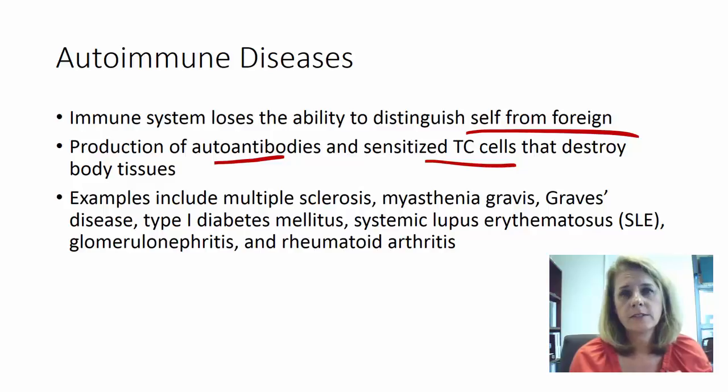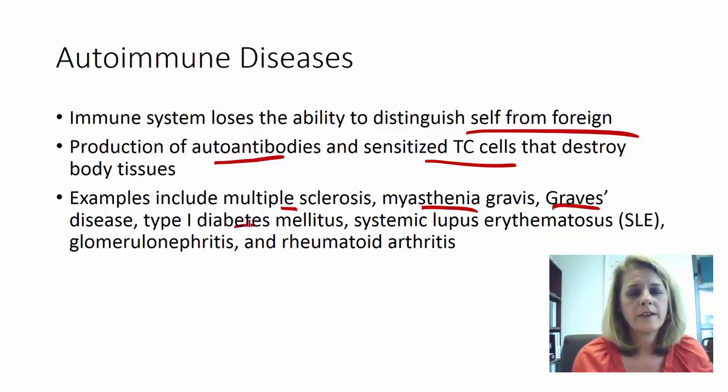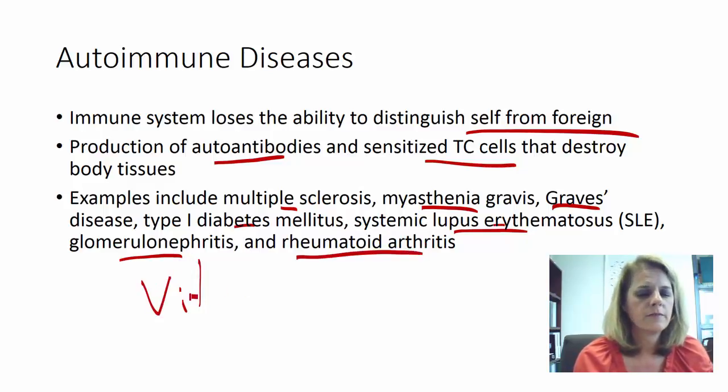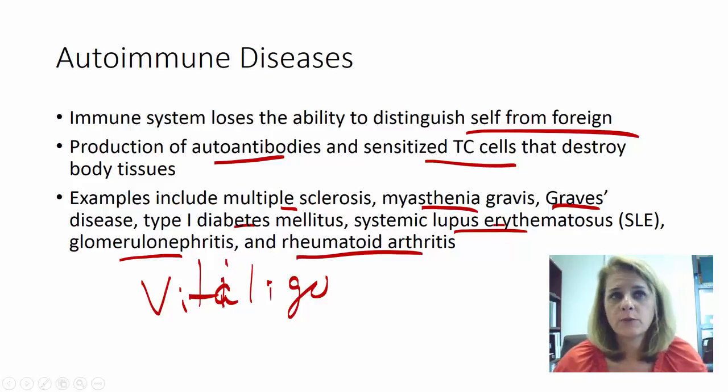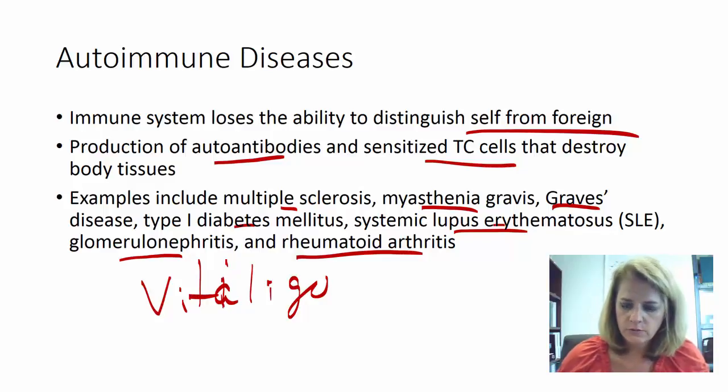All right, and so some examples of autoimmune diseases are MS, multiple sclerosis, myasthenia gravis, Graves' disease, which is a thyroid disorder, type 1 diabetes, lupus, glomerulonephritis, rheumatoid arthritis, vitiligo. And so all of those are examples of autoimmune diseases where your own body is turning against you and attacking your own tissues.